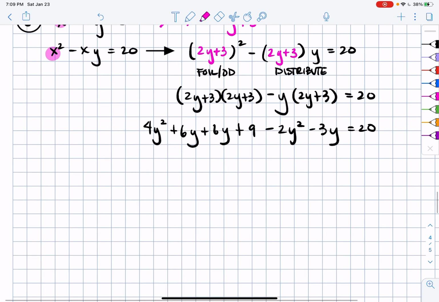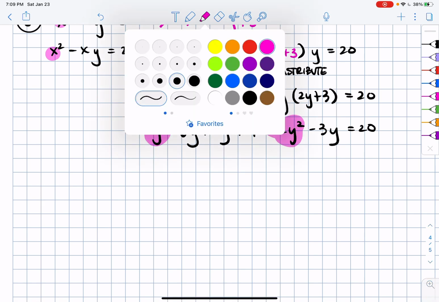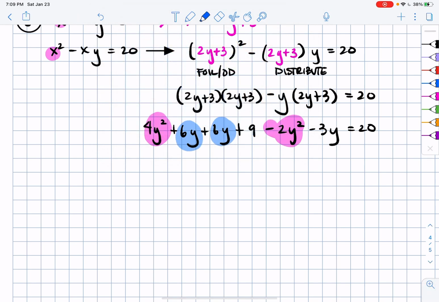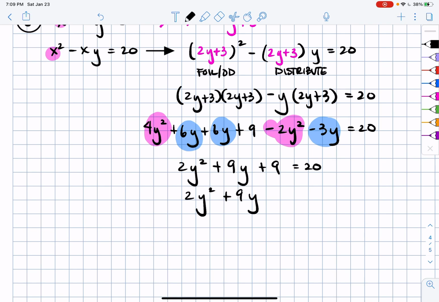Okay, so let's take a look at what our like terms are. Let's pick a different color. I got 6y and negative 3y, and then the 9 is by itself. So let's go back. I'm going to have 2y squared. 6y gives me 12y, minus 3y is going to give me a plus 9y, plus 9 is equal to 20. So 2y squared plus 9y, subtract the 20, I get negative 11 is equal to 0. Okay?